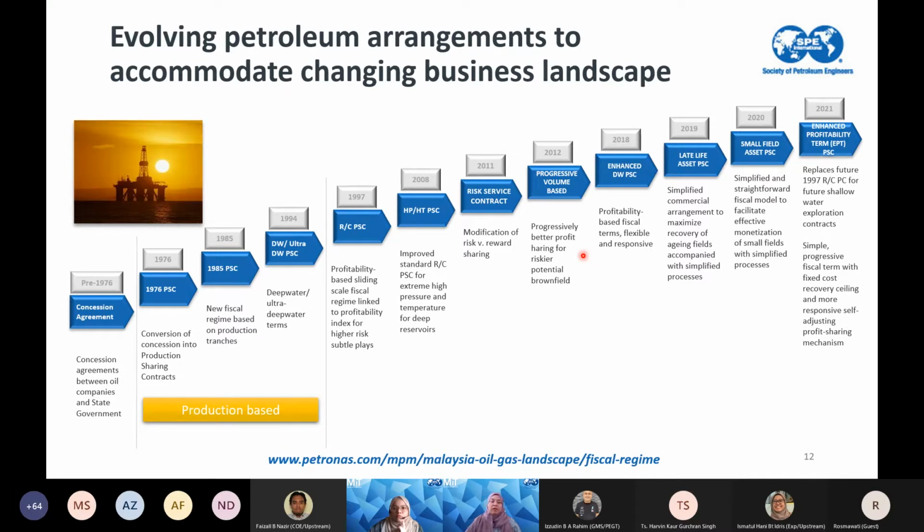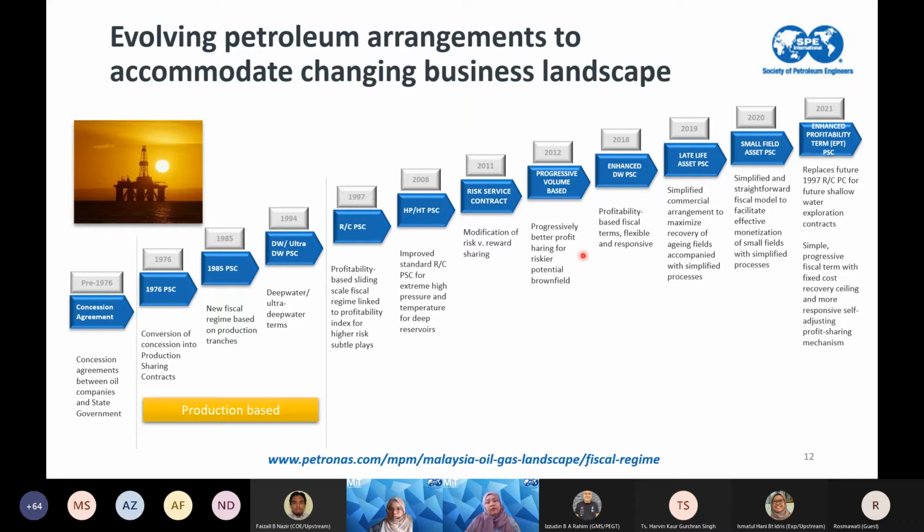We've accommodated the fact that a lot more new fields are considered high pressure, high temperature. So we have a specific PSC addressing HPHT fields. It's typically still based on the ROVC PSC, but with modified terms. We have the progressive volume base, the PVB. Very few contracts in Malaysia have this. This is essentially to encourage brownfield investment. So the more you invest in the later part of a field life, the more percentage a contractor gets.